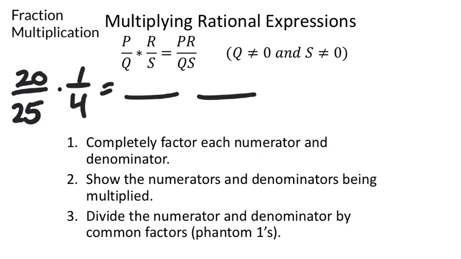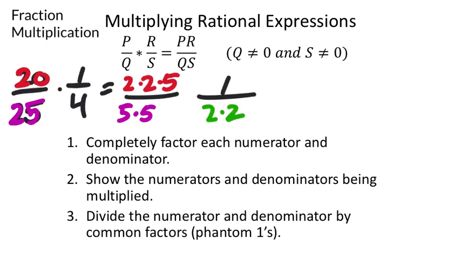Well, in the past, they would say something like, go ahead and take these and split them up into their prime factors. So 20, for example, here would have been 2 times 2 times 5. 25 would have been 5 times 5. And then the 4 would have been 2 times 2. The 1 is kind of fully factored already. And then what we're going to do is find matches in the numerator and denominator.